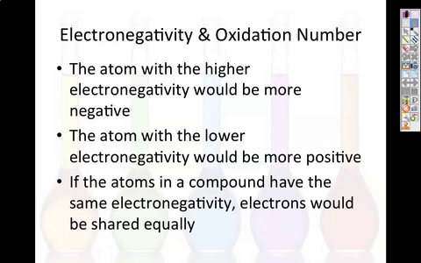If the atoms in a compound have the same electronegativity, then the electrons will be shared equally. And if you remember, that means that we have a pure covalent compound. So things like the diatomic molecule chlorine would be one of these where the electronegativity would be the same. And in that case, the oxidation number would be 0. So anytime we have one of the diatomic molecules, fluorine, chlorine, bromine, iodine, those are all going to be an oxidation number of 0.